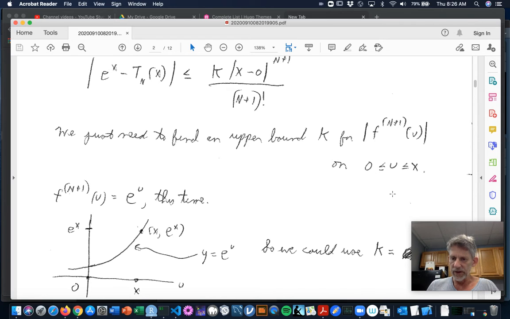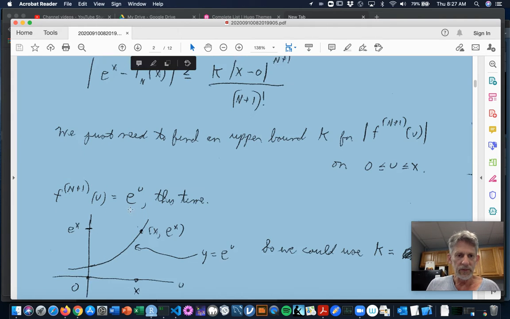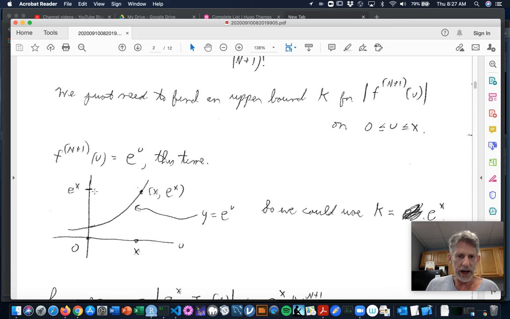And so its derivative is e to the x, and its second derivative is e to the x, all the way on down. The nth derivative of our function is e to the x. So as a function of u, the nth derivative of u is e to the u. And here I am making a graph of y equals e to the u. So we just have that familiar rising graph. It goes through 1 when u is 0, and then it rises quickly.